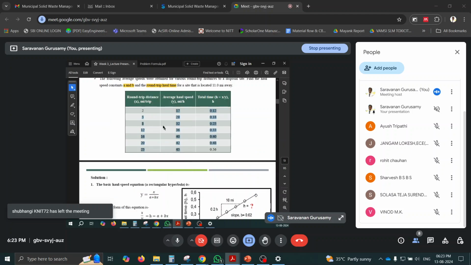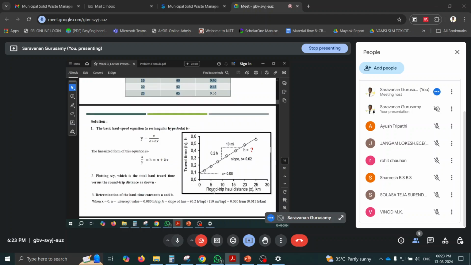So we have to plot this x and h in the graph. So as we mentioned, h equal to a plus bx. So you can see this is in terms of y equal to mx plus c. That is the equation of the straight line. So y equal to mx plus c.